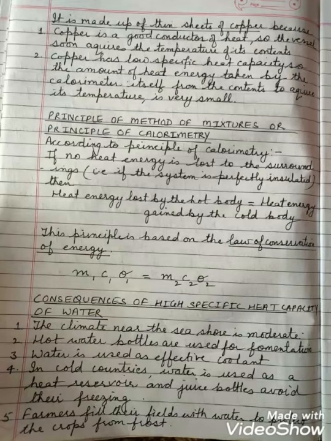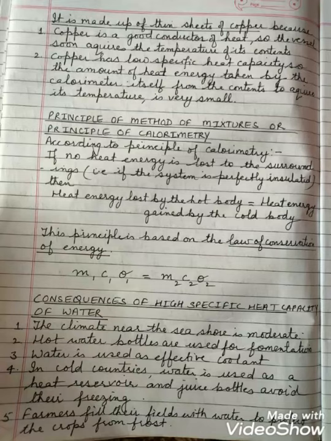Now coming on to the principle of method of mixtures, which is also known as the principle of calorimetry. According to the principle of calorimetry, if no heat energy is lost to the surroundings, that means the system is perfectly insulated, then the heat energy lost by the hot body will always be equal to the heat energy gained by the cold body. This principle is based on the law of conservation of energy. We have a number of consequences of the high specific heat capacity of water.